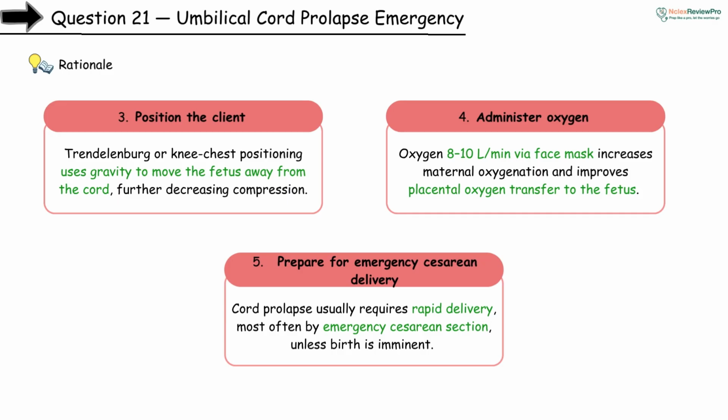Step 4. Administer oxygen. Giving 8 to 10 liters per minute increases maternal oxygen levels and improves placental oxygen transfer. Step 5. Prepare for emergency cesarean delivery. Cord prolapse almost always requires rapid delivery unless birth is imminent.